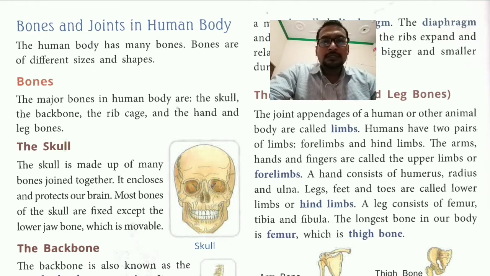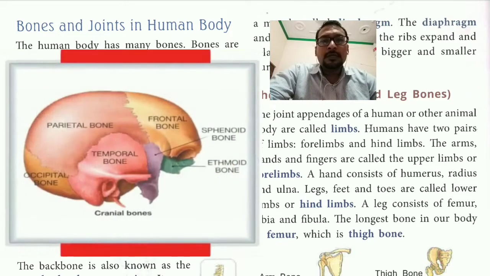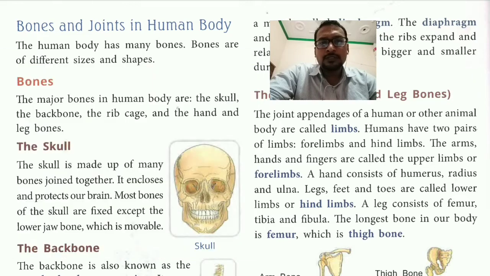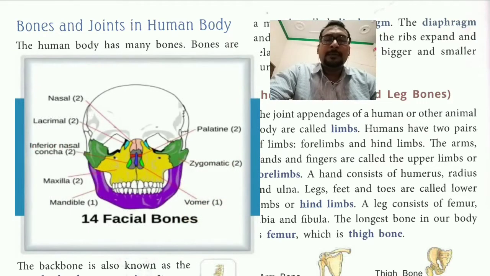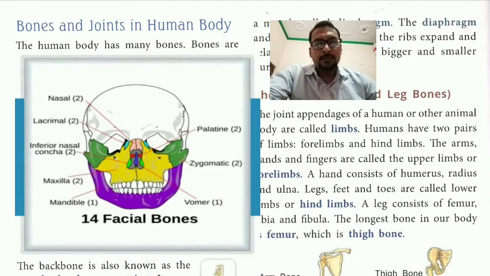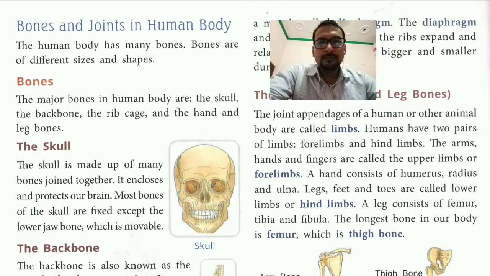As you know, the skull protects our brain. It is made up of the cranium. The cranium is divided into 8 parts. These are joined together, fused together, and most bones of the skull are fixed except the lower jaw, which is movable. The lower jaw bone of the skull is movable. The rest everything is fixed. So most of the bones of the skull are fixed.